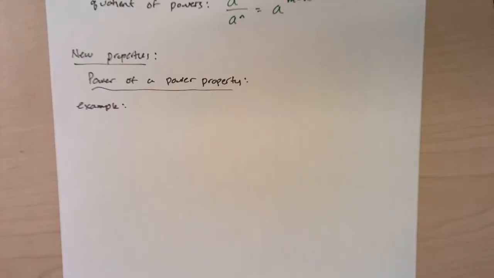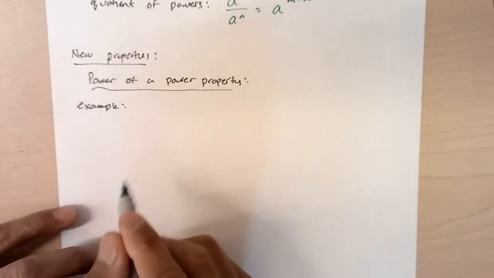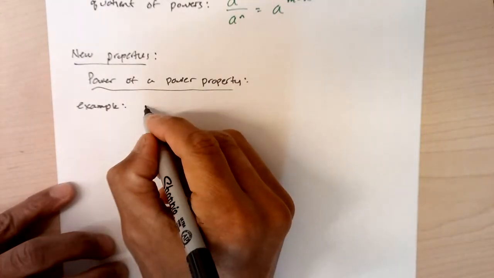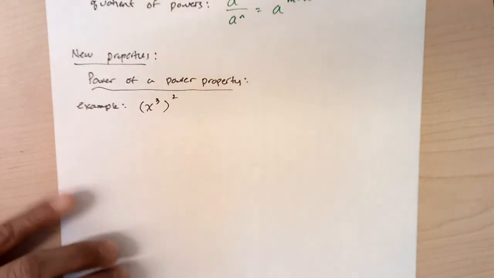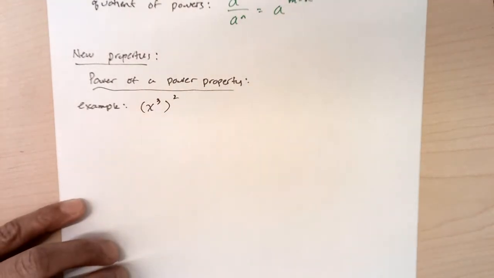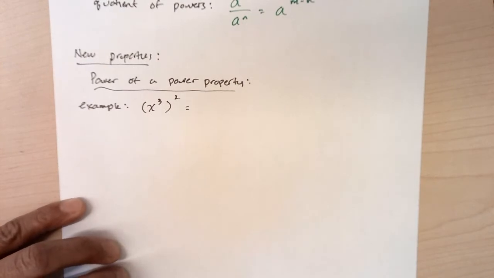And then an additional property, a new property that we'll be talking about today, is the power of a power. So for example, x to the third raised to the second power, or squared. X to the third could also be referred to as x cubed, and all of that squared. Kind of like the other properties, product of powers and quotient of powers, we can figure out the rule by writing out everything in expanded form.